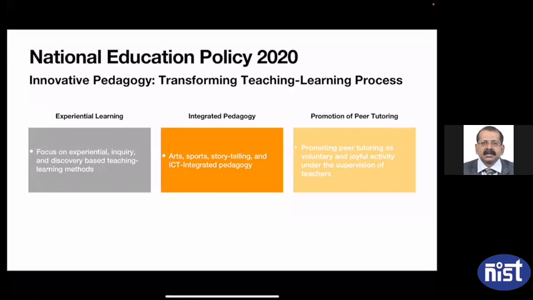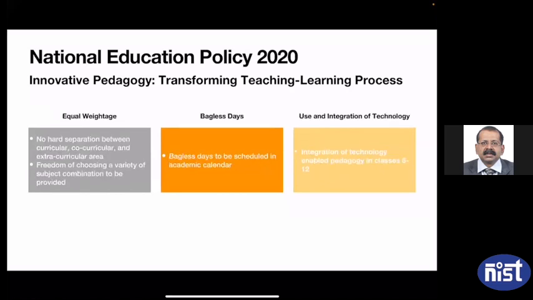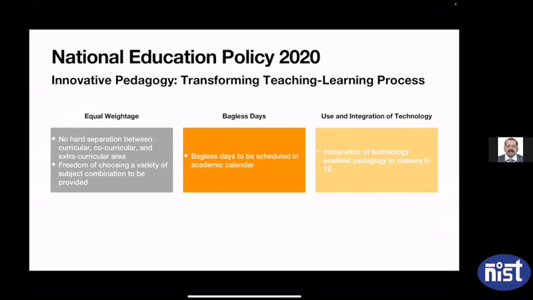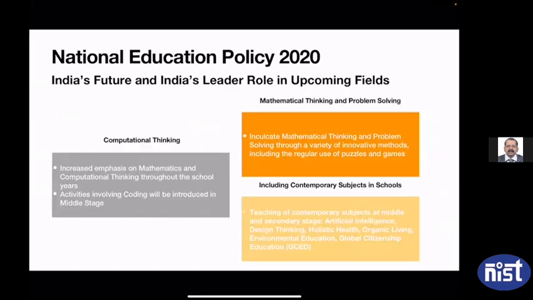There will be, as I talked of, equal weightage and no hard separation between curricular, extracurricular and co-curricular activities, and freedom of choosing a variety of subjects. And then they also talk of a concept of bagless days, where a few days in the curriculum will be bagless, where no bag has to be carried to school, and learning will be through just experiencing and through other means. And use and integration of technology, again, I have already specified that.